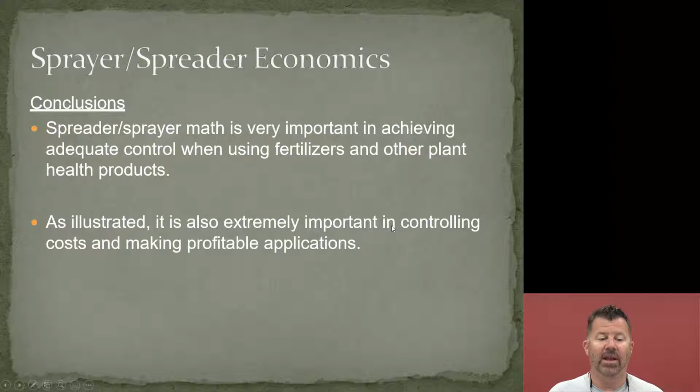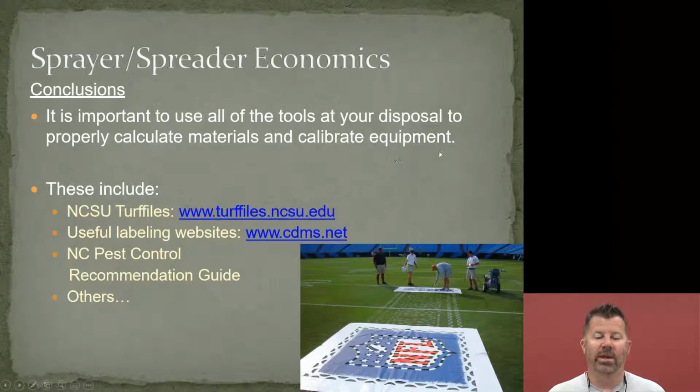Conclusion. Spreader and sprayer math is very important in achieving adequate control when using fertilizers and other plant health products. As illustrated, it is also extremely important in controlling cost and making profitable applications. It is important to use all the tools at your disposal to properly calculate materials and calibrate equipment. Guys, be stewards of the land, do the right thing. These tools include the Turffiles at NC State, useful labeling websites like cdms.net, the North Carolina Pest Control Recommendation Guide, and others being your ag agents and your dealers. A lot of information from your dealers, guys. They're there to help you too.